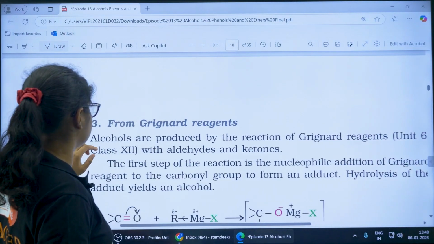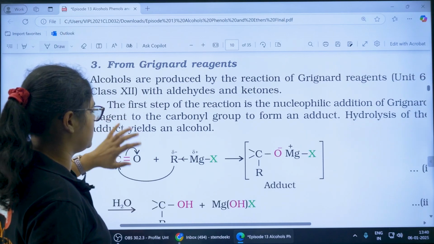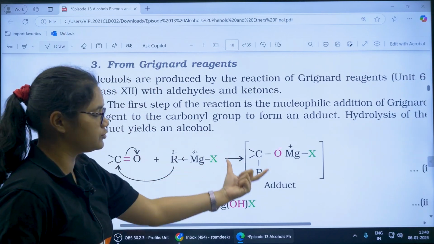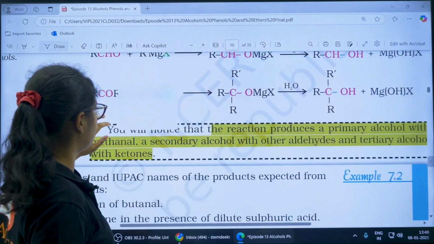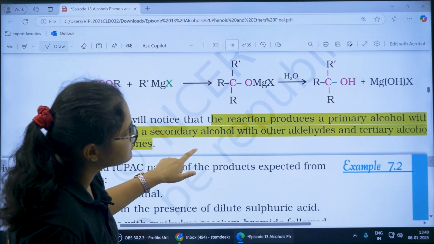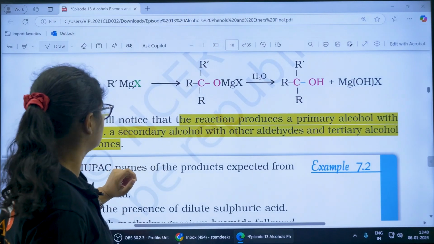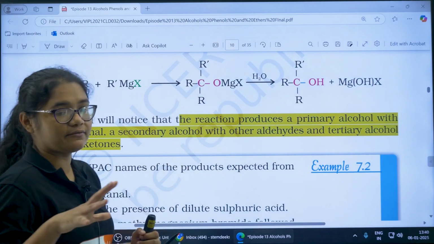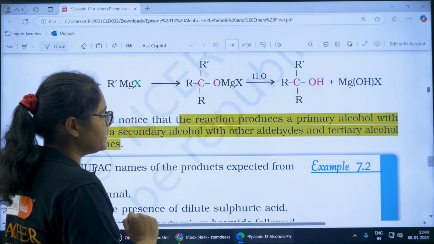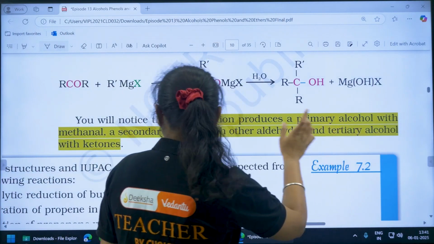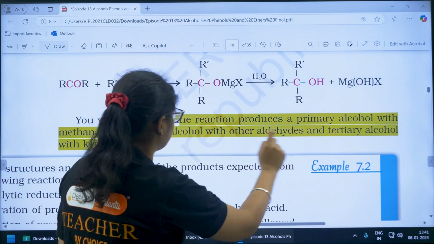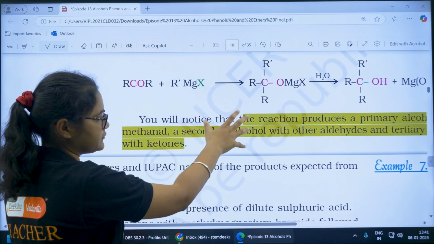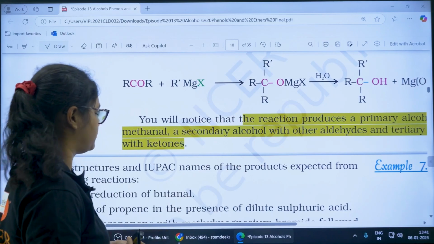Coming to the third method, from Grignard reagent, here no such questions can be asked, you should just know the mechanism. Okay, these are all there. Yes, so here, if you have Grignard reagent, then you will get primary alcohol only with methanal, secondary alcohol with any other aldehyde, and tertiary alcohol with ketones. Okay, so this is also important, you can highlight this point.